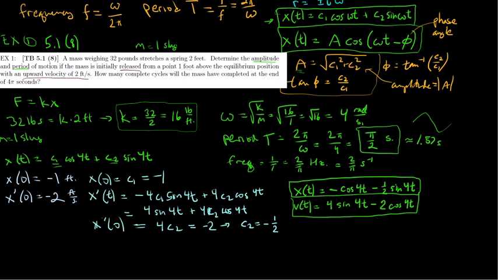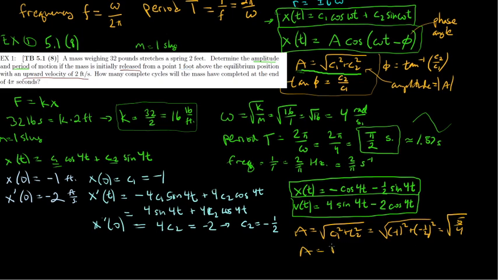All right. So now what? Oh, the amplitude. We were trying to get the amplitude, right? Well, remember, amplitude A is just the square root of C1 squared plus C2 squared. And so that's just going to be the square root of negative 1 squared plus negative 1/2 squared. So that's the square root of 1 plus 1/4, 5 over 4. So the amplitude is the square root of 5 over 2.